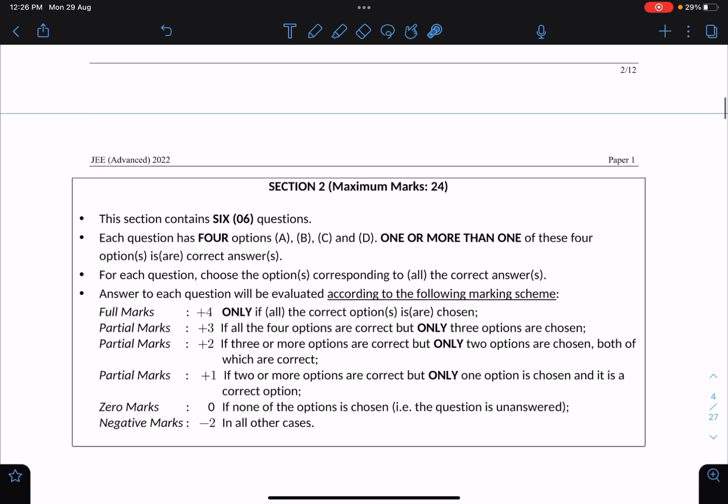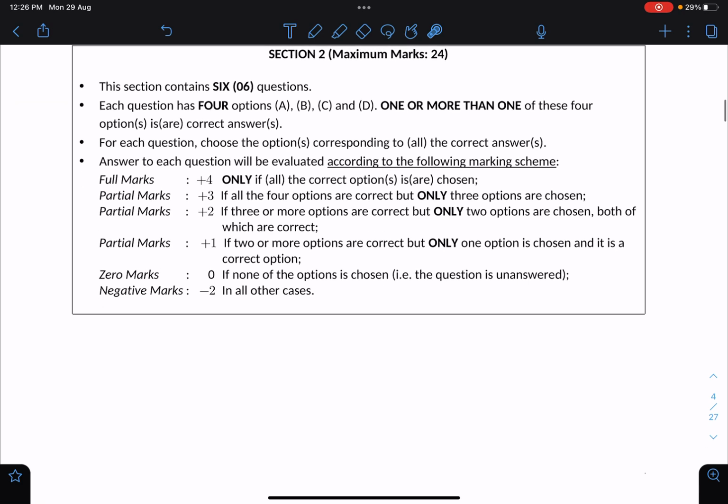Section 2 was there. This is multiple choice, multi-correct, but partial marking is there. That is something good.